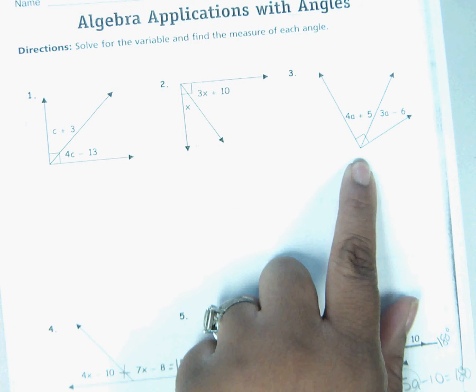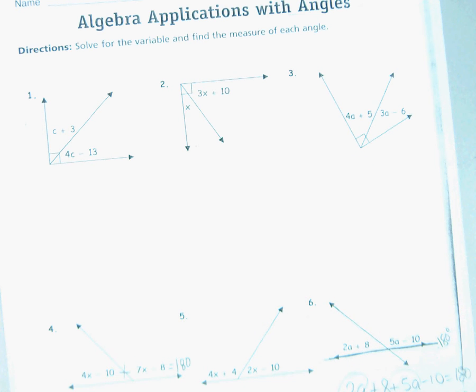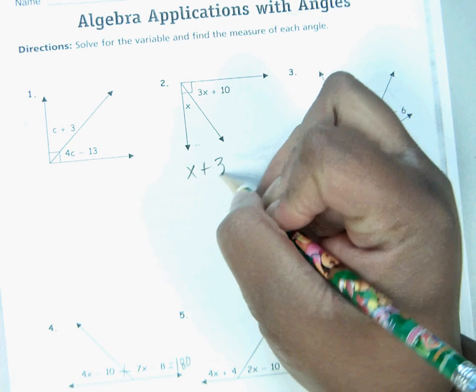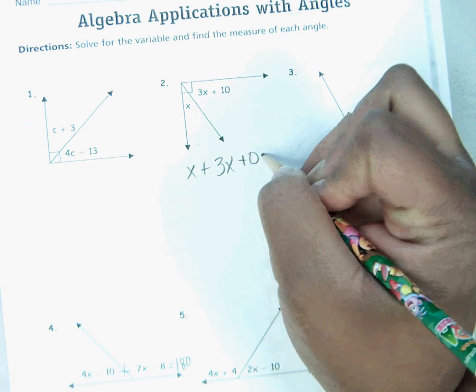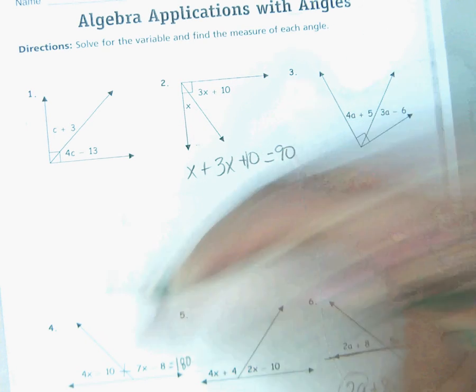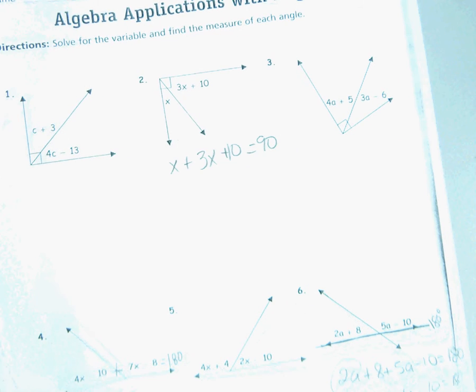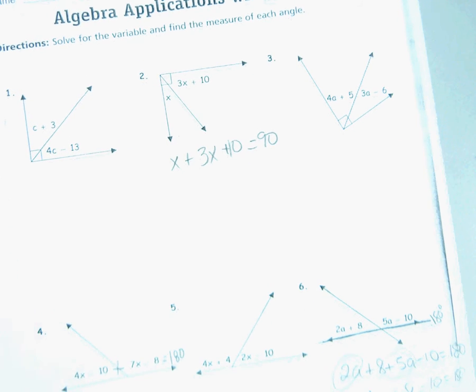Let's look at 1, 2, and 3. What angle would you set it equal to? 90. How do you know? The little box means the right angle means 90 degrees. So x plus 3x plus 10 equals 90, and then you just solve it. This is easy, isn't it? Let's look on the other side. I only have one other thing to show you.